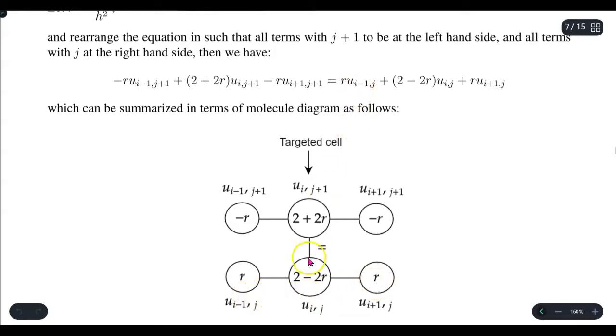So u(i-1, j) has coefficient r, this point in the middle, and the right node, r u(i+1, j). The targeted cell should be this one, the same cell or the same molecule as the explicit scheme. Your targeted cell is u(i, j+1). Sorry, j plus 1.